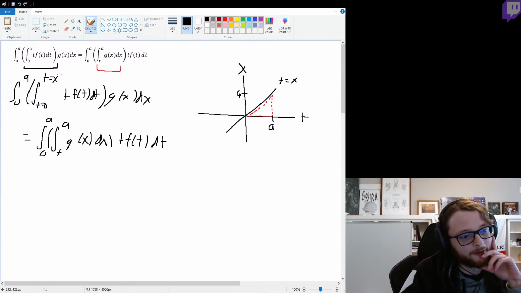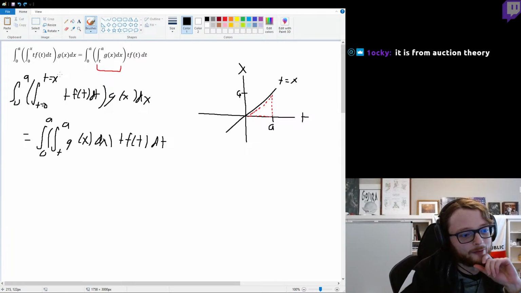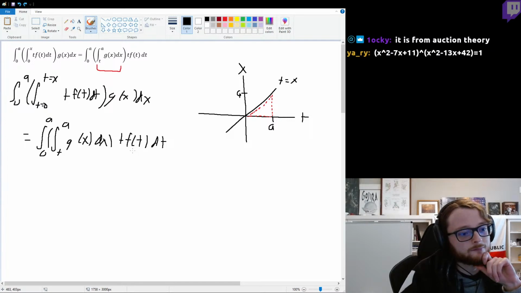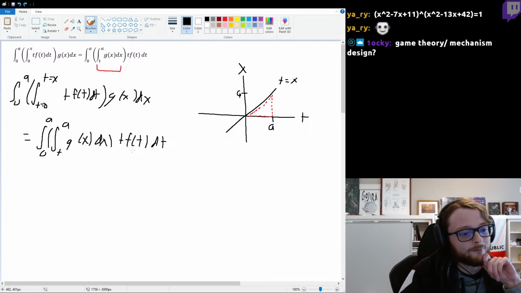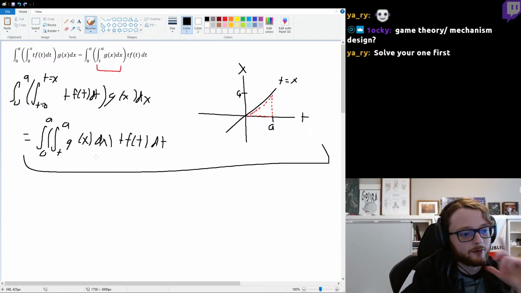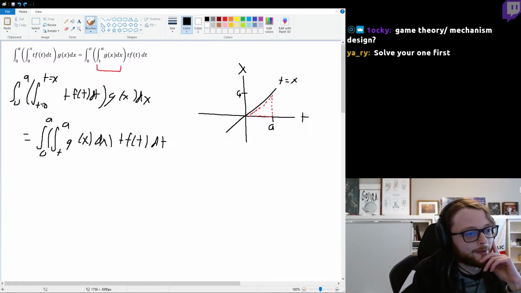From auction theory, I'd never heard of auction theory. Is it literally an auction, like people bid money to buy things? Oh, that's it. That is an interesting question, Yuri. I'll look in a second. Game theory slash... Oh, okay. That's interesting. Well, I think we're done with this. It sounds like we're on the same page with Lockie here.